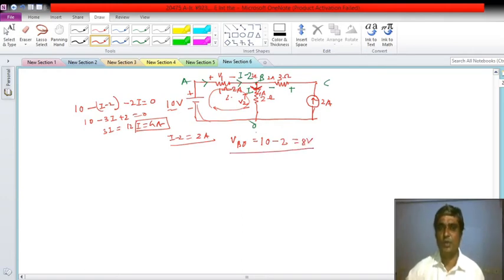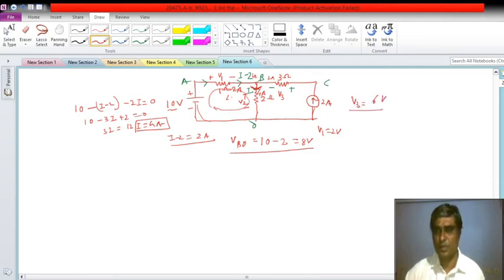Okay, now how much is the V1? V1 we already know, that is V1 is 2, correct? Okay, this is my V1. Similarly, V2 I know. Now let me label V3. So V3 will be how much? This is 2 into this much. So how much is V3? 6 volt, right?